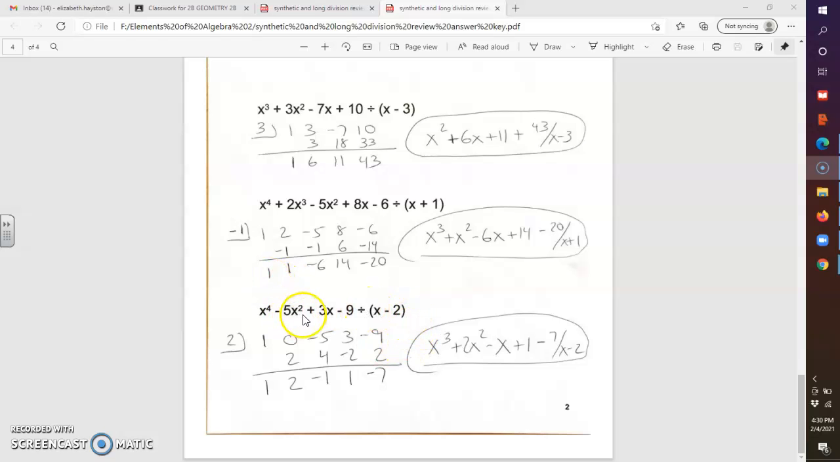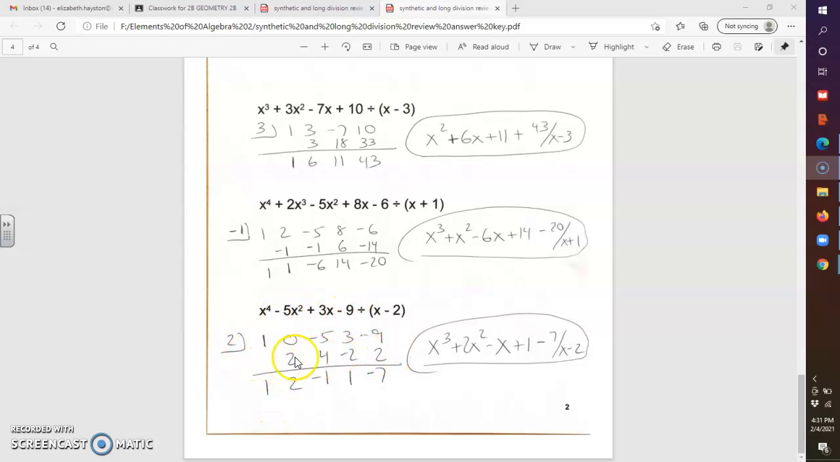And our final one, when you are missing a term, you've got to put a 0 in here. There's no x cubed, so it's 0x cubed. So 2 goes in the box because 2 minus 2 is 0. And our coefficients, 1, 0, and then negative 5, 3, and negative 9.